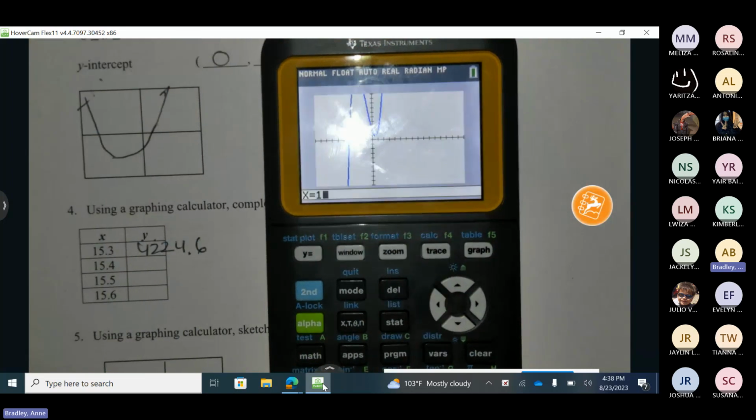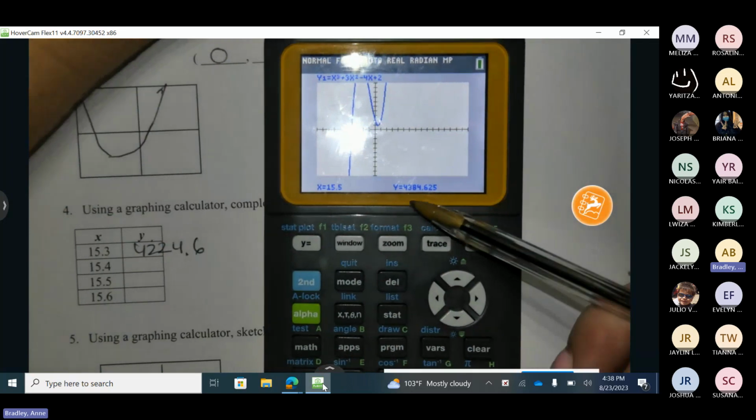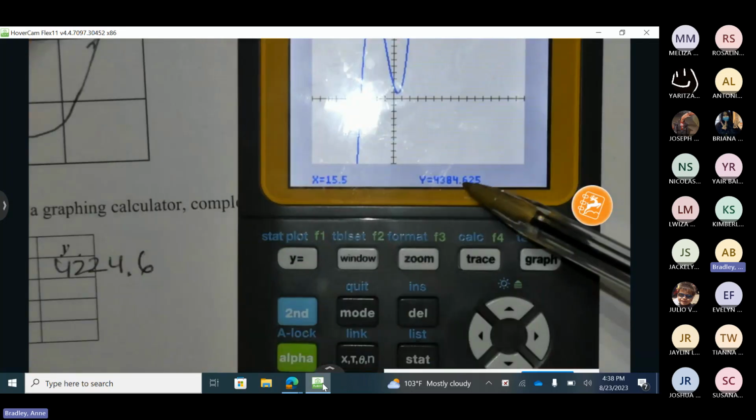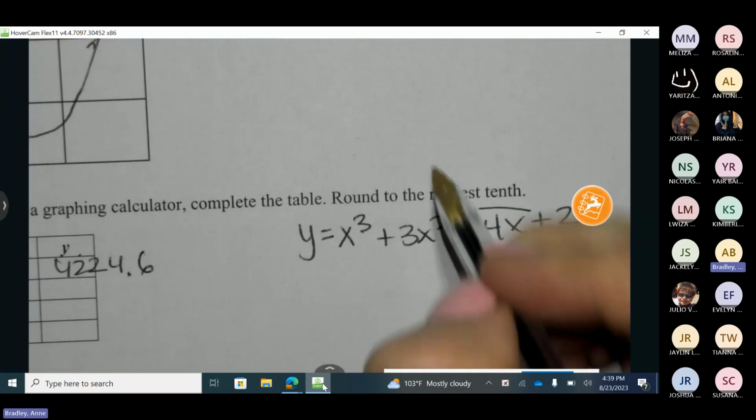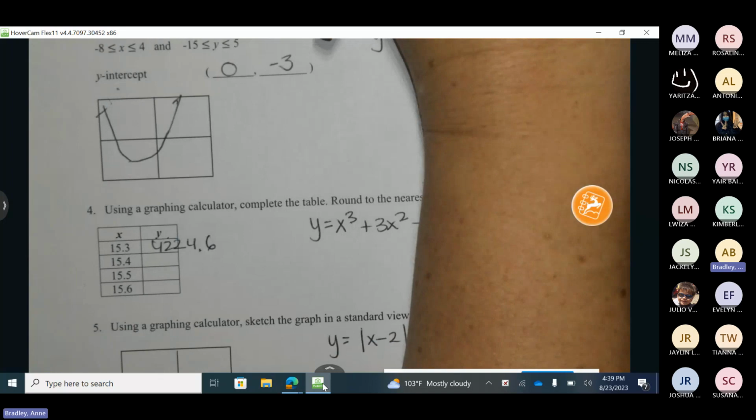Again, we have two more to do. Second, trace, value. I'm not going to do the last one. You guys get the idea of this. And we have 4,384.6. How will you know what to round to? I will make sure that that is given to us. Okay, last problem on this page.